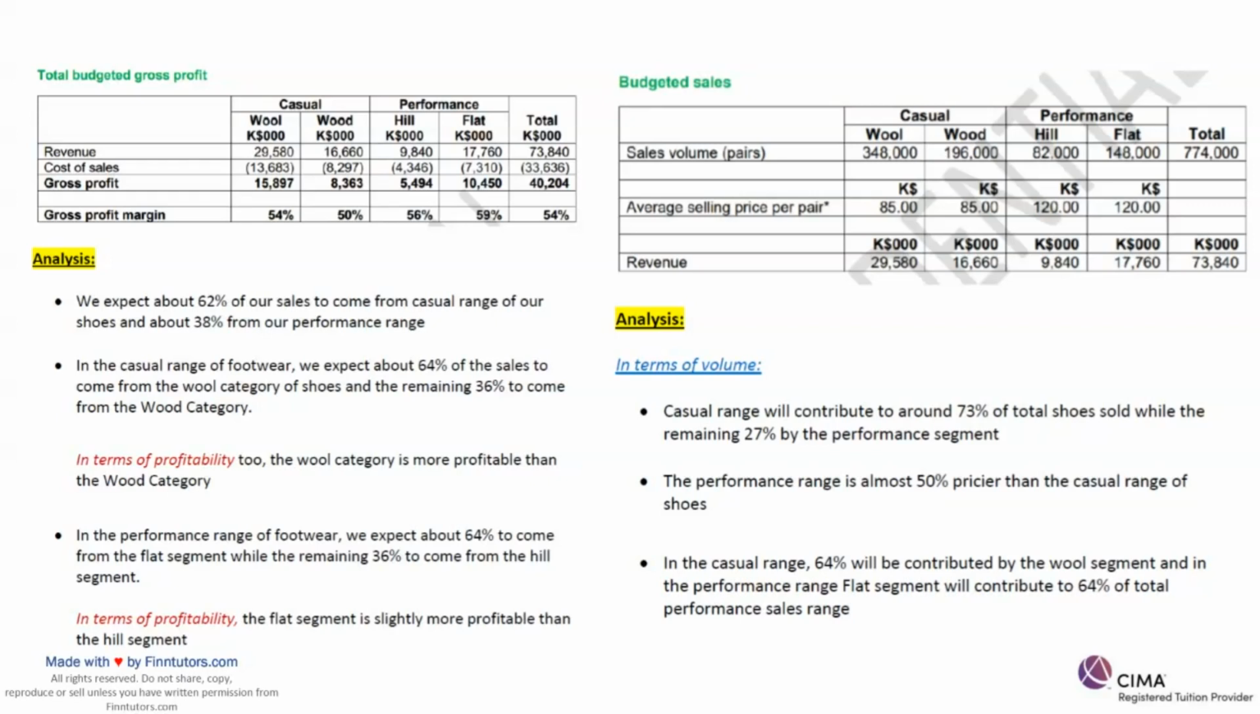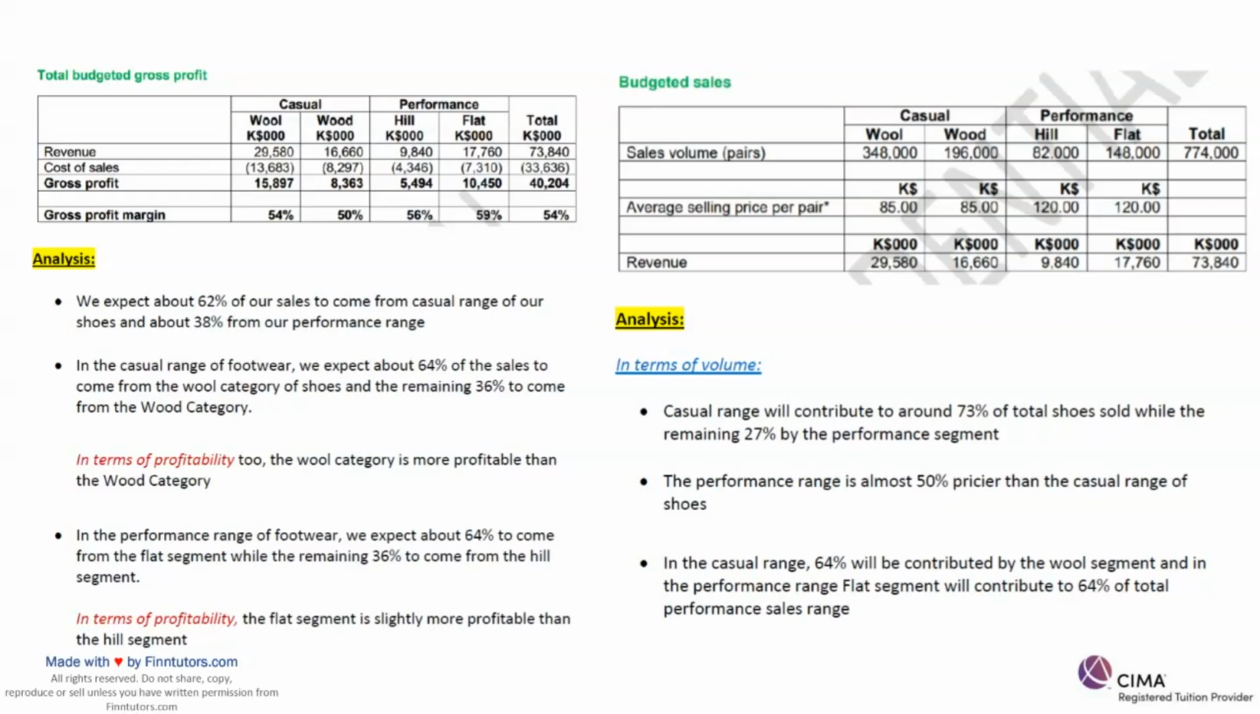We can see that our margins are constantly above 50%, which is a very good thing. We are maintaining our costs well, let's put it that way. To make a detailed analysis now, we expect about 62% of our sales to come from our casual range of our shoes, and about 38% from the performance range, which means majority of the shoes that are being sold is the casual range. That's our more revenue generating line.